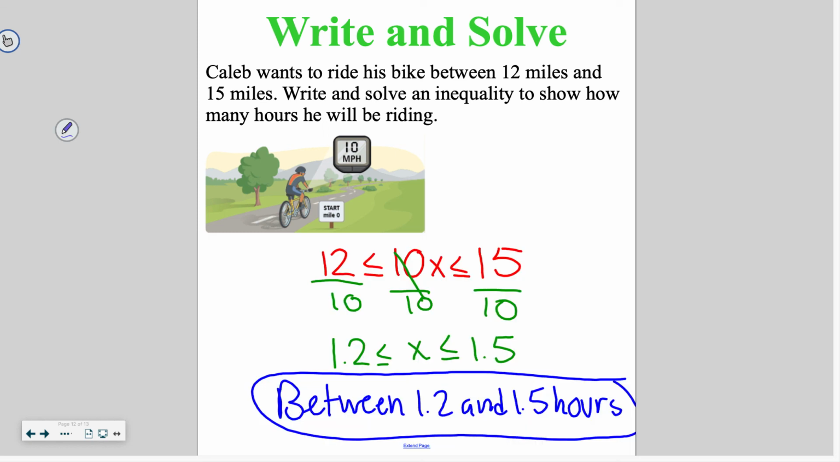So in this case, he's biking at 10 miles per hour, which gives us that 10x in the middle. He wants to go between 12 and 15 miles, dividing both by 10. We end up with him riding between 1.2 and 1.5 hours. If you converted that into hours and minutes, that is also okay.